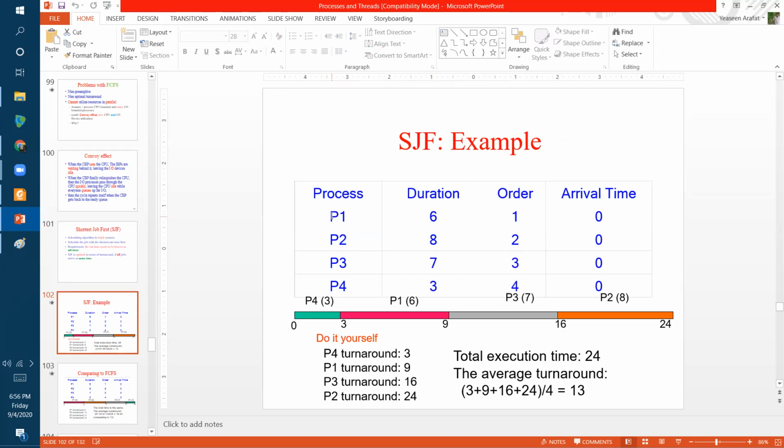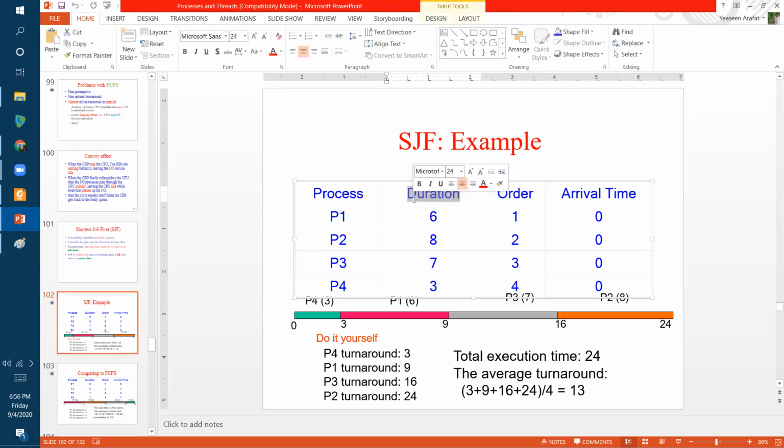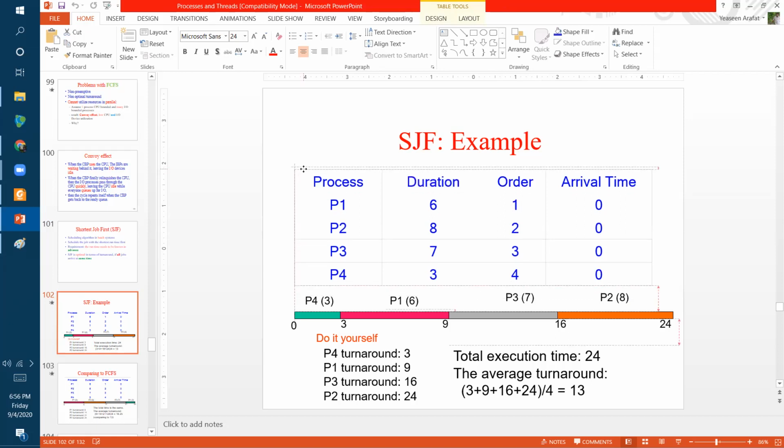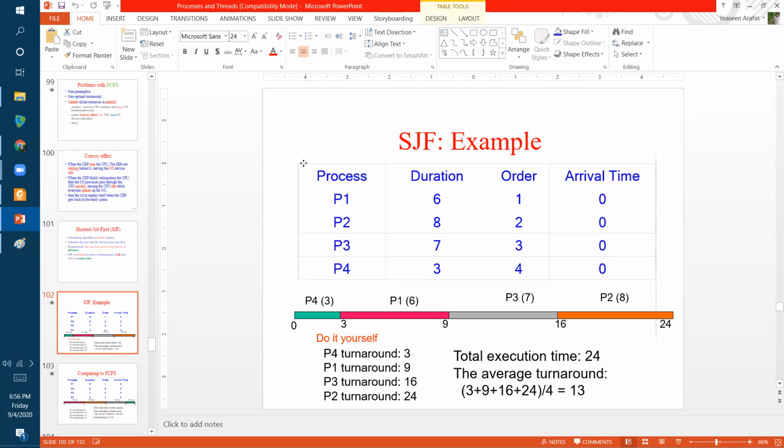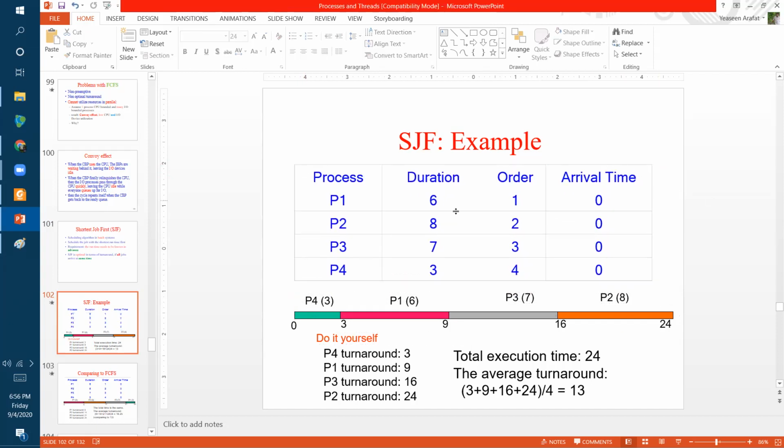So here are some processes and burst time or duration of the process, and arrival time. P1 needs 6 seconds. P2 needs 8 seconds. P3 needs 7 seconds. P4 needs 3 seconds. All of the processes have the same arrival time. The arrival time of all processes is the same.